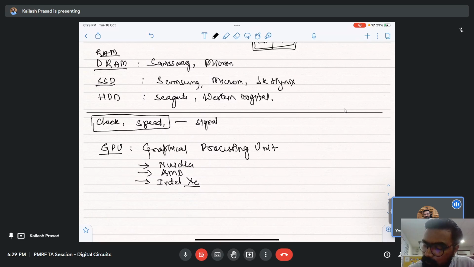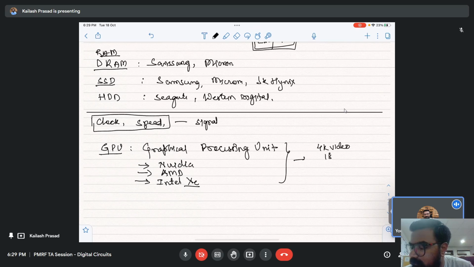GPU is a graphical processing unit. What does it do, or why do you require a GPU? Because right now you might want your laptop to play say 4K video or 1080p video, a very high definition video. And for playing such a high definition video, the CPU is not capable. For that, this kind of GPU is required. Graphics, high quality images and high quality video processing are being done using GPU.